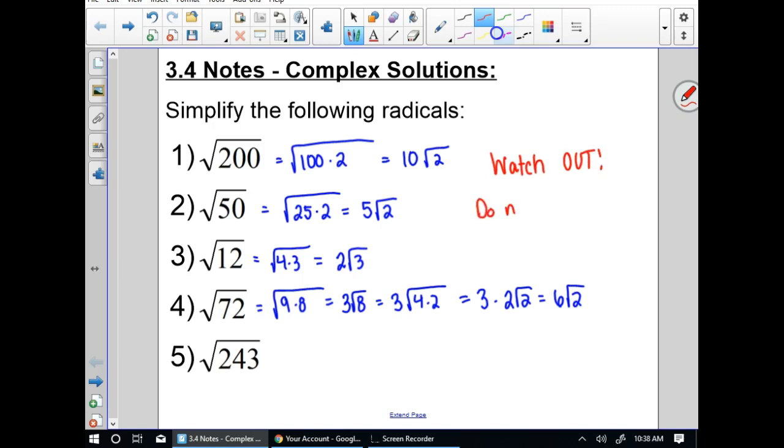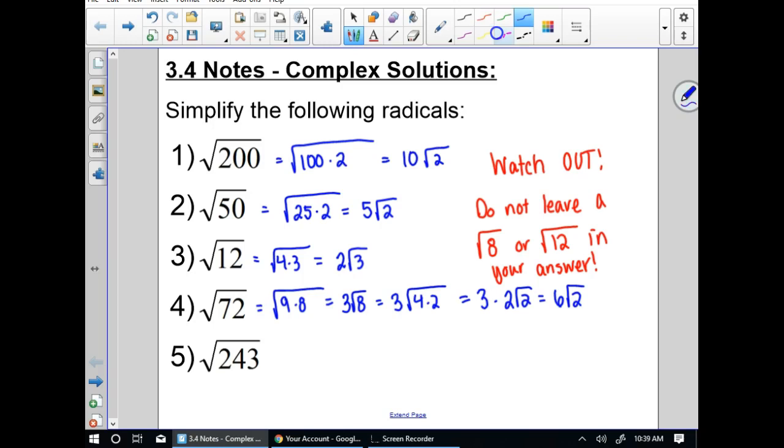Do not leave a square root of 8 or a square root of 12 in your answer. I see a lot of times that kids leave something with a square root of 8 or square root of 12. Those are the biggest mistakes I see because they seem really small, like they won't break down further, but they will.